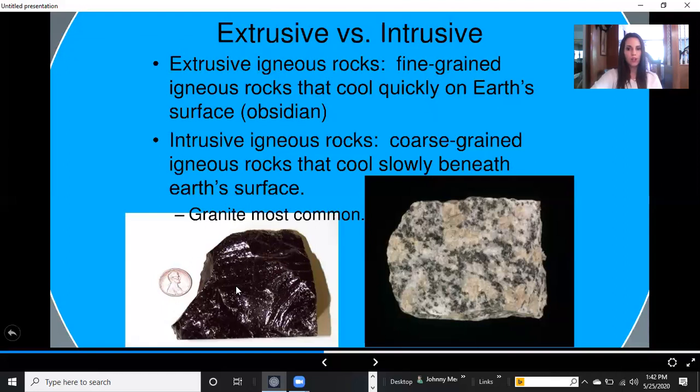So extrusive rocks are going to be on Earth's surface. So think of extrusive, X as out of the inner part of Earth. So crust, Earth's surface. Intrusive, on the other hand, are going to be beneath Earth's surface. So think of in Earth. They are coarse-grained. They cool slowly beneath Earth's surface.